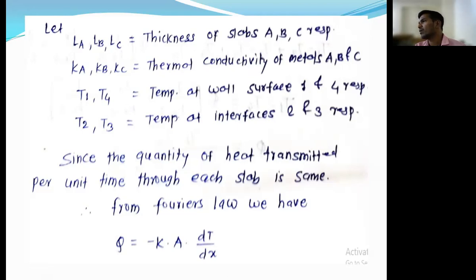Okay, so Q amount of heat is transferred through that particular composite wall. Whatever the heat transfer takes place through the plane wall A, through the plane wall B, and through the plane wall C, that is the same. Okay, so according to that we have written one statement. Since the quantity of heat transmitted per unit time through each slab is the same.